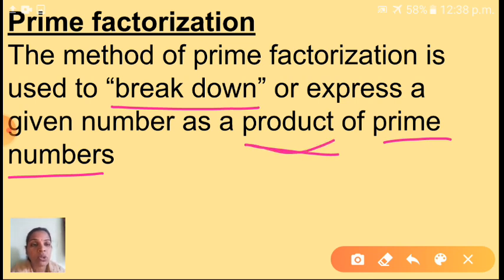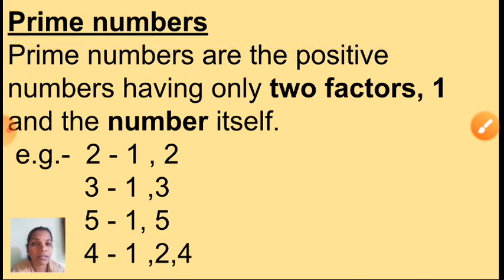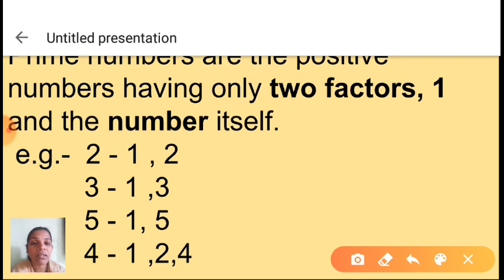Okay, children, product means you know that is a multiplication. That multiplication of prime numbers. What is meant by prime number here? Can you say? Yes, already you had studied in your 5th standard. Can you recall here, children? Yes, see here. Prime numbers are the positive numbers having only two factors, that is 1 and the number itself. Okay, children, that is called what? Prime numbers.